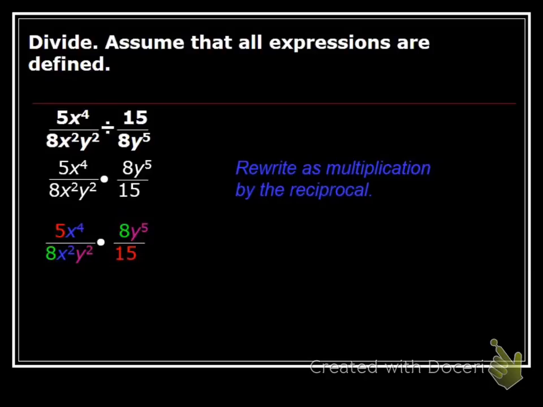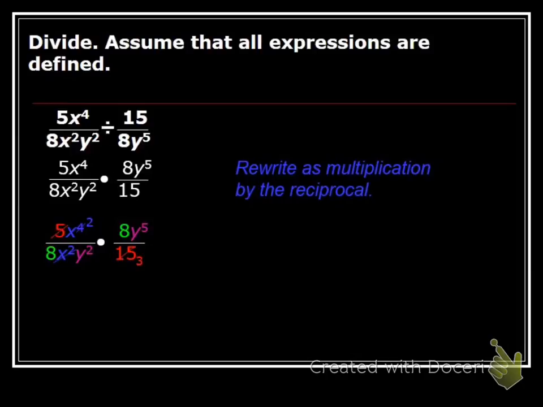Okay, in this case it's color-coded for you, so it kind of tells you what's going to have to happen. I know 5 and 15 can both be divided by what? 5. So this 5 would go away, and this 15 would become a 3. And then what would happen with my 8s? They would cancel out. And then after that, I would do the x's. X to the 4th divided by x squared means the top piece becomes x squared.